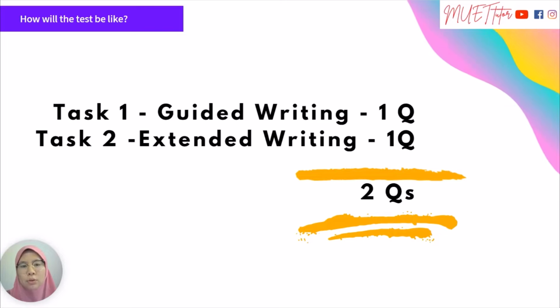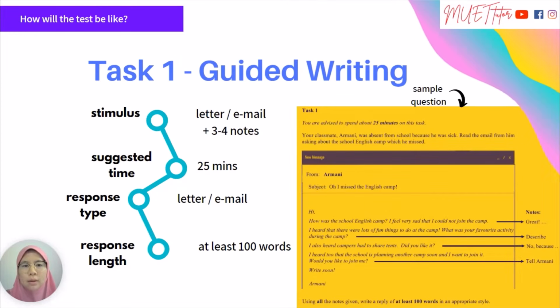In the writing test, you have to complete two tasks. Task 1, a guided writing, and Task 2, an extended writing. In Task 1, guided writing, the question comes in the form of a letter or an email containing 3 or 4 notes on the side. It will also come in a standard instruction saying you're advised to spend about 25 minutes on this task, and then at the end, using all the notes given, write a reply of at least 100 words in an appropriate style. Basically, you're asked to write a reply letter or email.